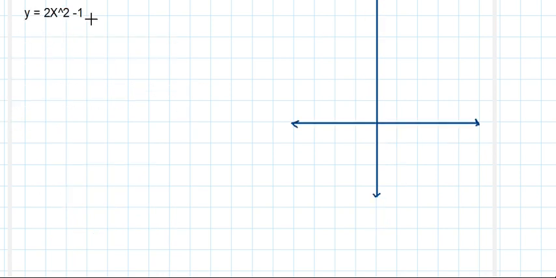We have here a quadratic function, which is y equals 2x squared minus 1. Then in order to plot it, we need some values of y and x. So here's x and here's y. If x is 0, then 0 minus 1 equals minus 1. Now, if x is minus 1 here, then minus 1 squared is 1, multiplied with 2 is 2, minus 1 is 1.